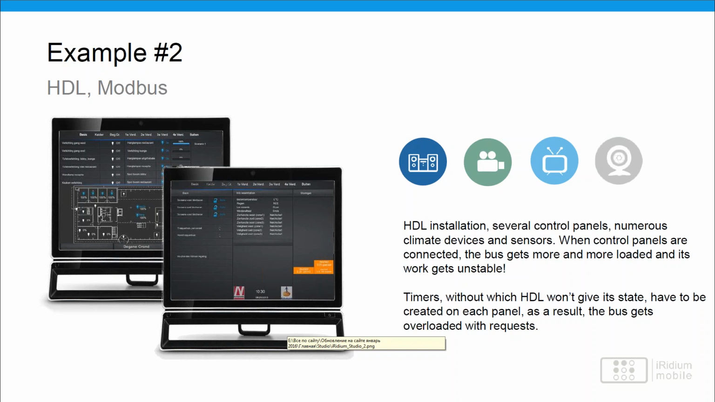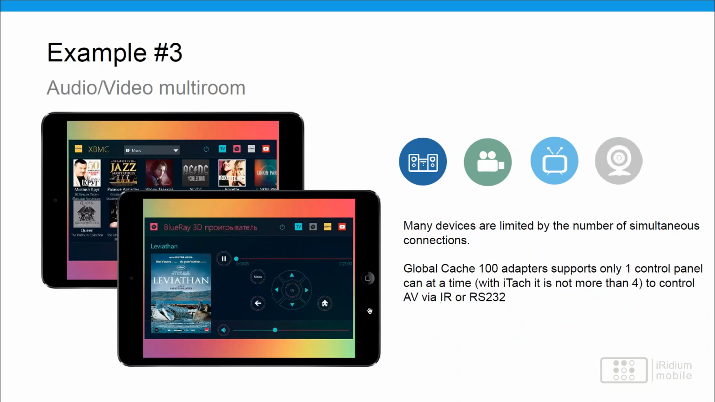And with iRidium server, you can make just a single connection between the control system and the automation system. You don't have too many requests and you really know the current status of your equipment. That was not possible in the previous version of iRidium and with external automation systems, as we know.